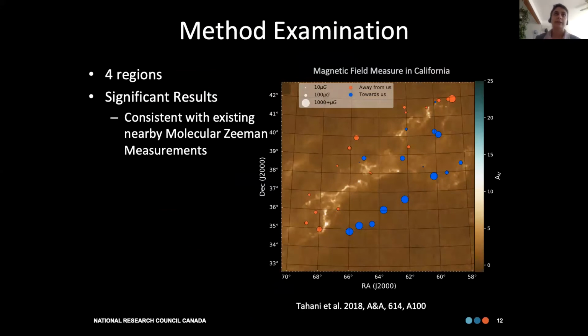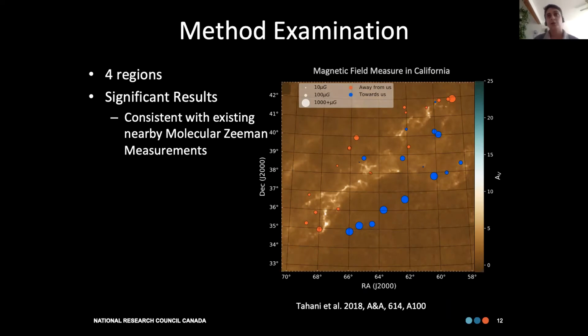So to examine the method, we picked 4 regions: Orion-A, Orion-B, California, and Perseus. And what we found was that whenever we had nearby molecular Zeeman measurements available, our results were consistent with, or matched, those Zeeman measurements within the uncertainty range.